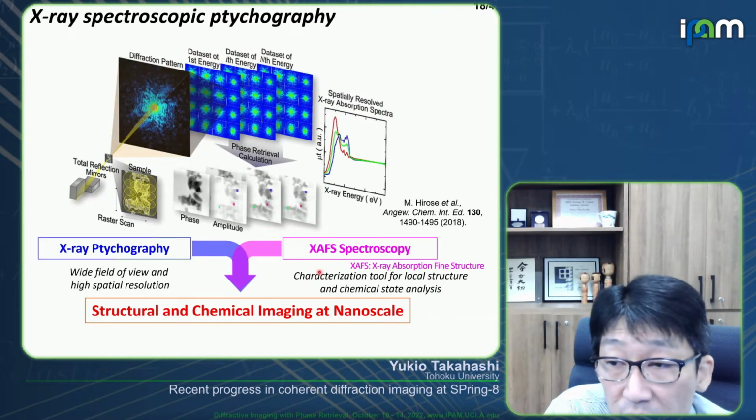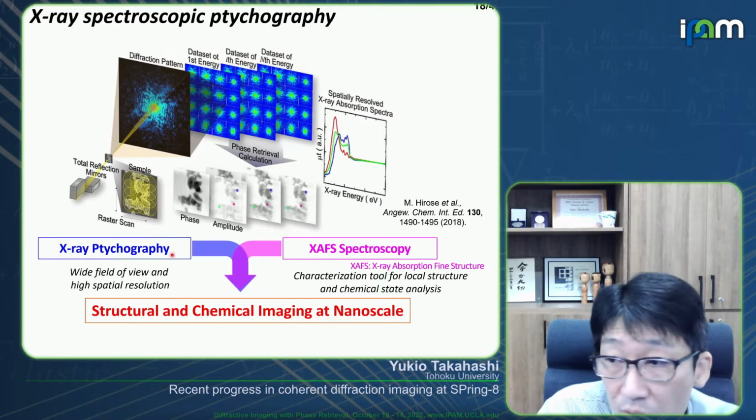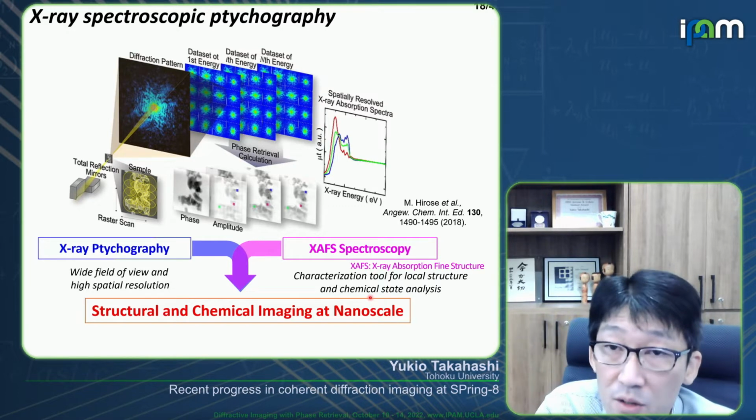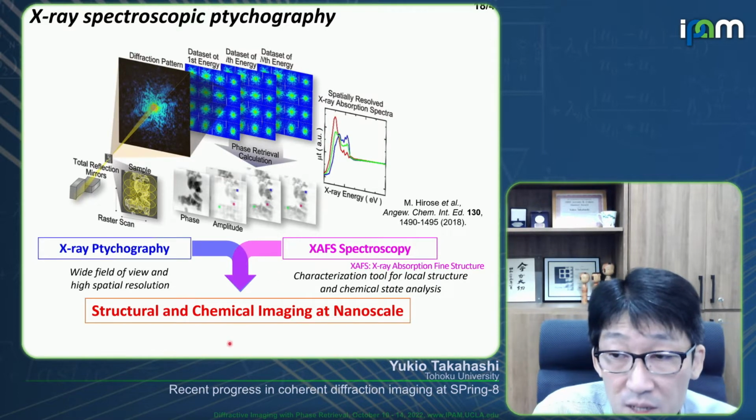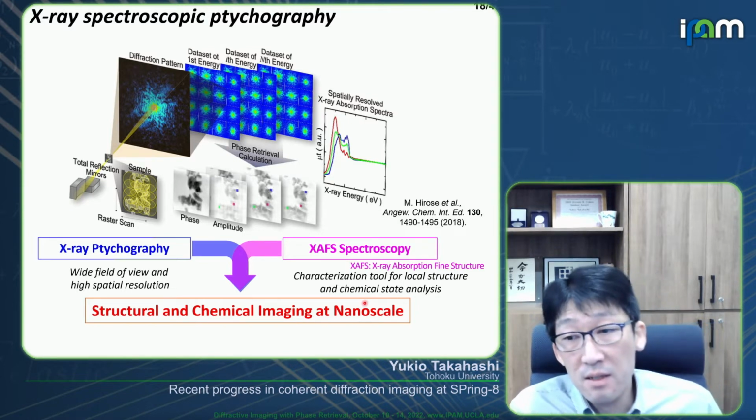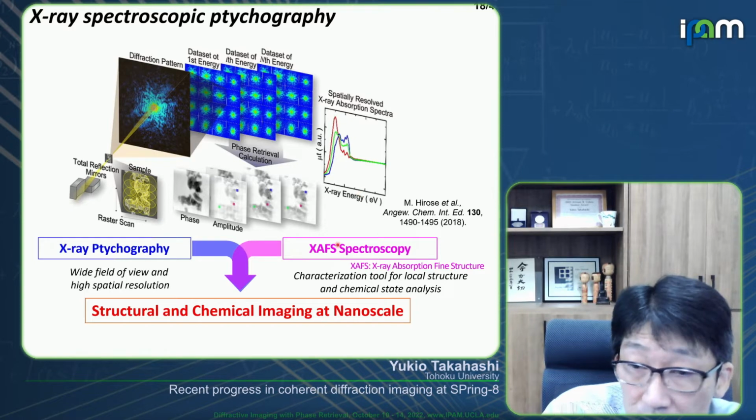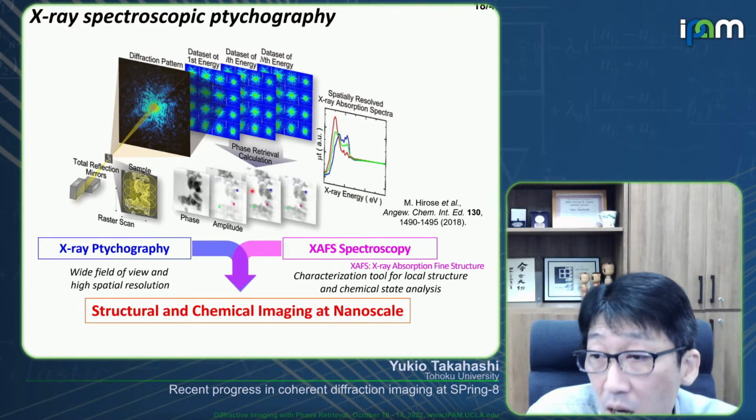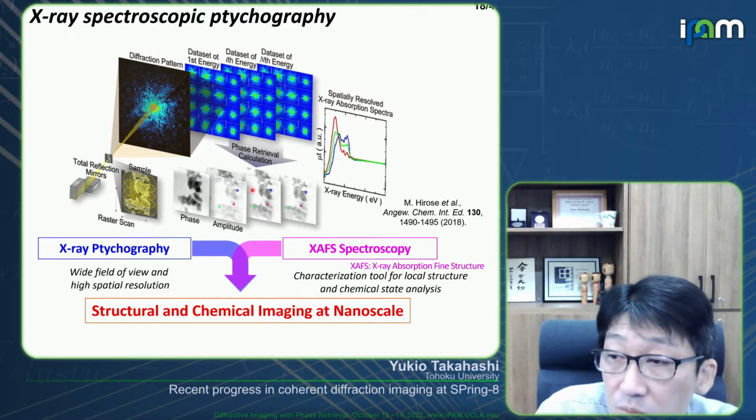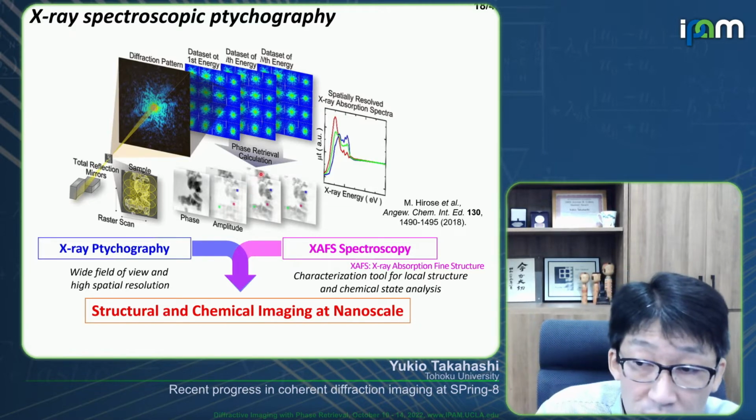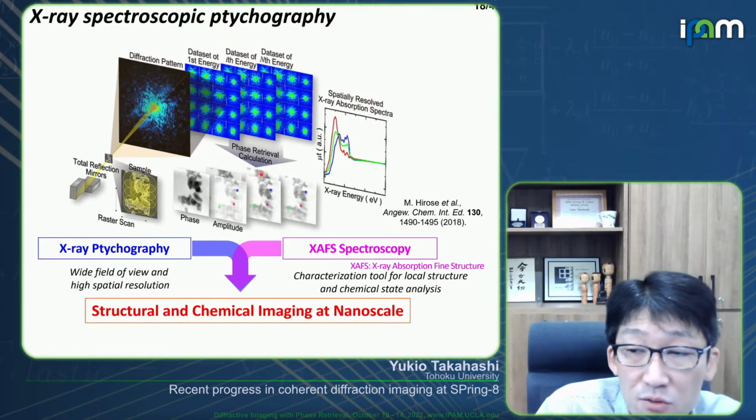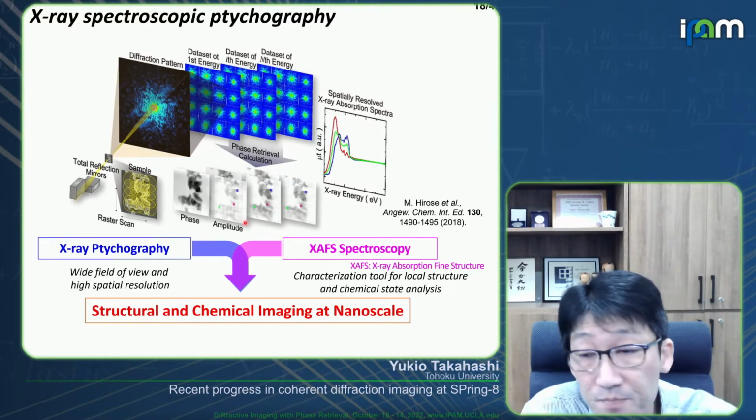X-ray spectroscopic ptychography combines X-ray ptychography imaging with X-ray absorption fine structure, that is XAFS spectroscopy, which provides structural chemical imaging at nanoscale. But X-ray spectroscopic ptychography is not easy. This is because the amplitude contrast, which reflects absorption of incident X-ray, is very small compared to the phase contrast, especially in the hard X-ray region. So absorption is very small, making it difficult to reconstruct amplitude images.